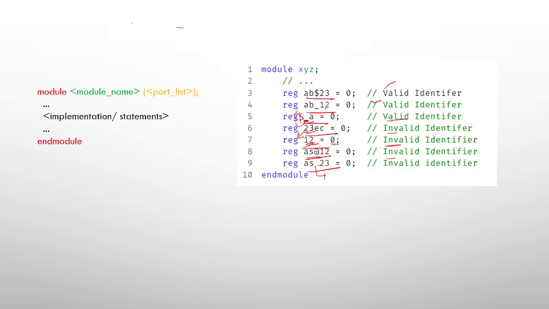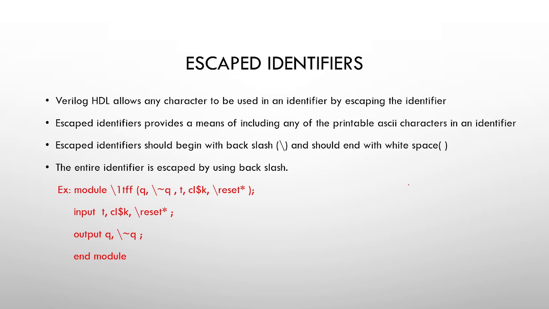Now, if you want to make these invalid identifiers valid without changing them, is there any way to do that? There is. Those are called escaped identifiers. Escaped identifiers are for when you want to break the rules given for identifiers. You can do it by using a backslash and ending with white space.